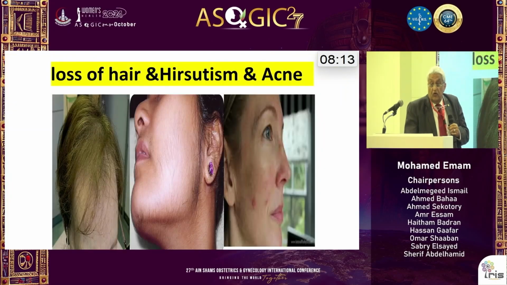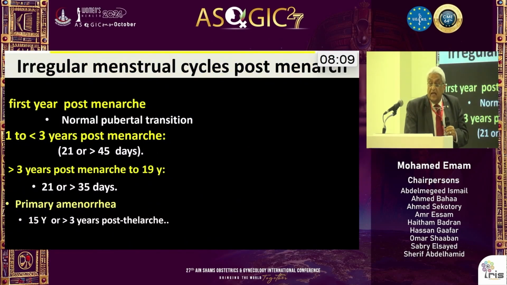This is the picture of loss of hair and hirsutism, and we all will know. And the irregular menstrual cycle in this age, the first year post-menarche, is very normal. You should not depend on it for the first year, but from 1 to 3 years post-menarche, the cycle length is from 21 to 30 up to 45. After 3 years, from 21 to 35.